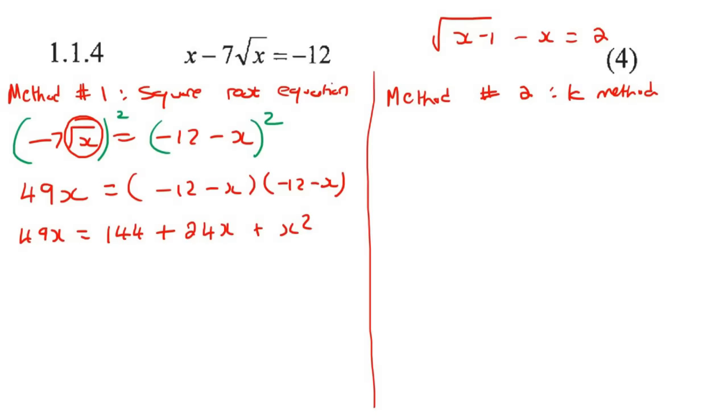Okay, so 144 plus 24x plus x squared. That's what you should get after you've done everything and you've combined and all of that good stuff. Okay, now we are back to an easy question where we're just going to do a normal trinomial. So we're going to take this over to the one side.